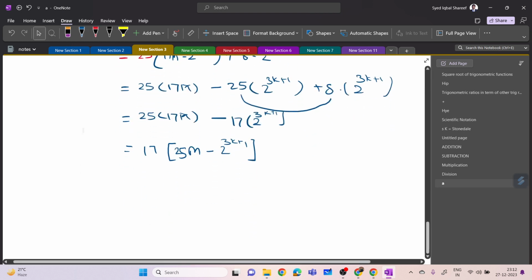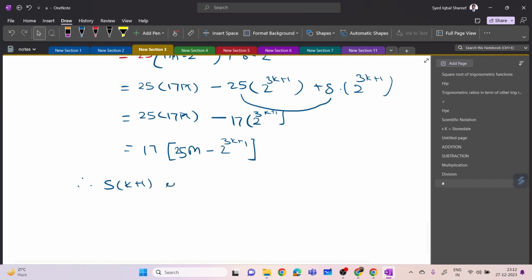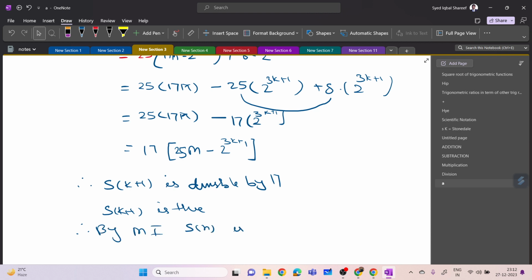So therefore S of k plus 1 is divisible by 17. Hence by mathematical induction, S of n is divisible by 17 for all values of n belonging to the natural numbers.